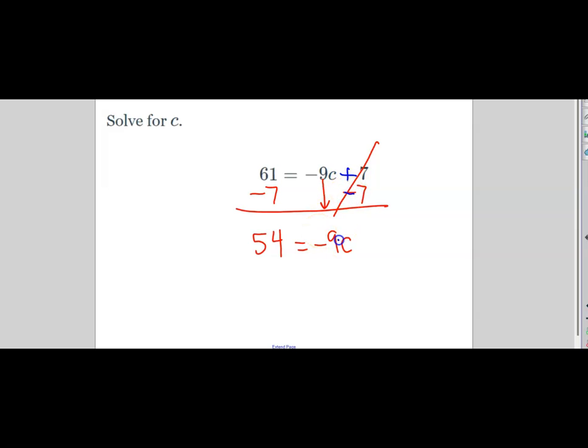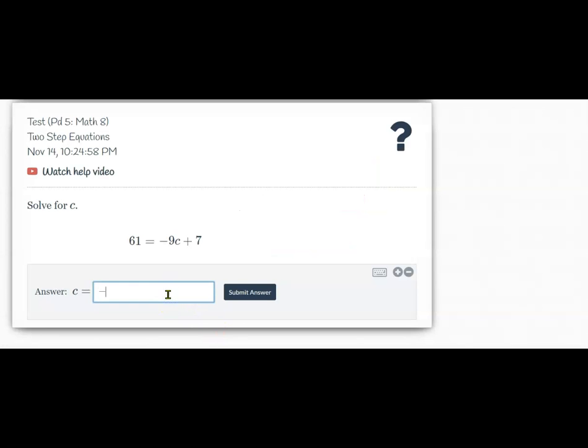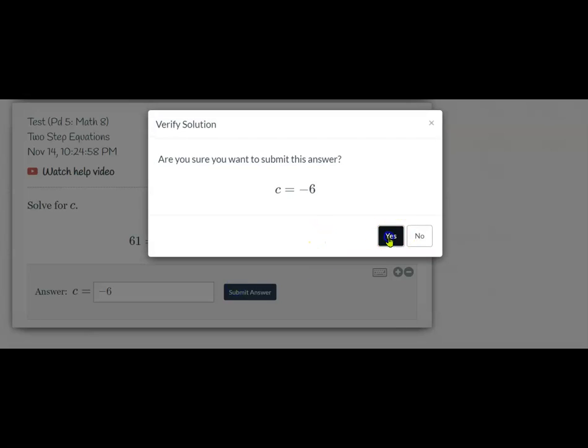Now you can't see it, but there's an invisible multiplication sign here. And the opposite of multiply is divide. We divide by the exact coefficient that we want to get rid of, because this becomes an invisible 1. So 1c is equal to negative 6. And that is the solution. We'll type that here and try another one.